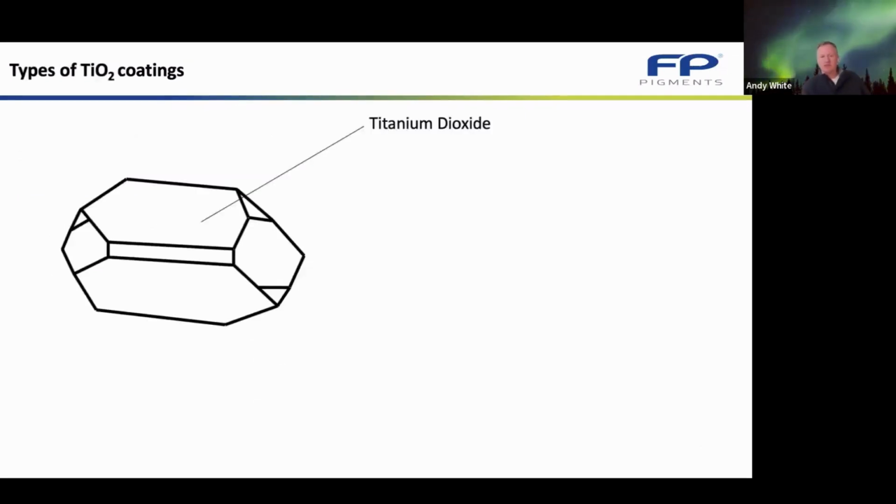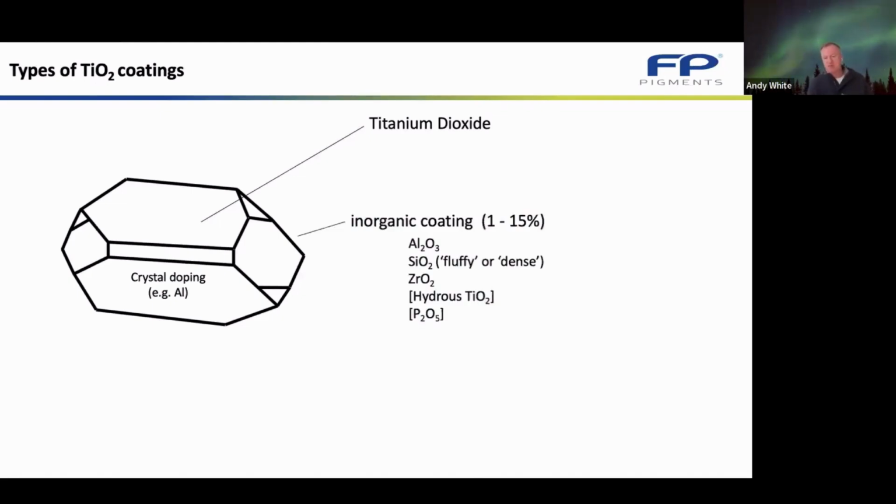So what are the types of the TiO2 coatings and how are they applied? Imagine here we have a rutile crystal. It's essentially your angular rutile crystal. There may be a little bit of alumina inside it, especially if it's chloride, which is used to help with the durability. But generally, the inorganic coating that's on the outside will be applied at somewhere between 1 and 15% of the total weight of the TiO2 supplied to you.